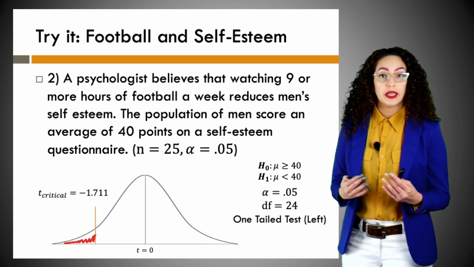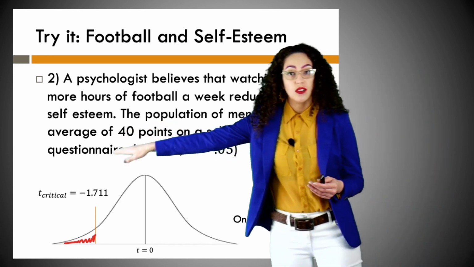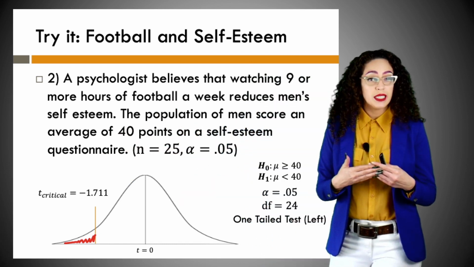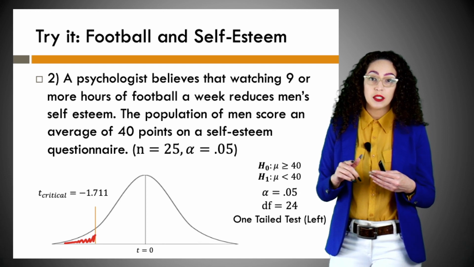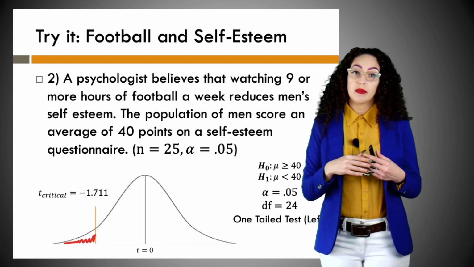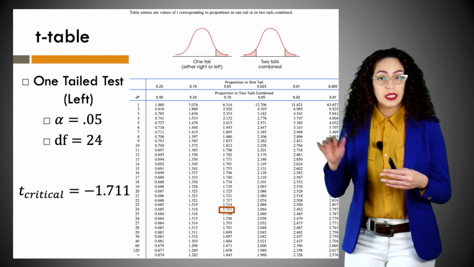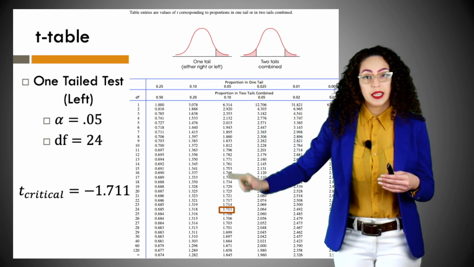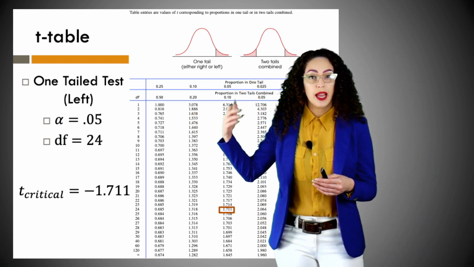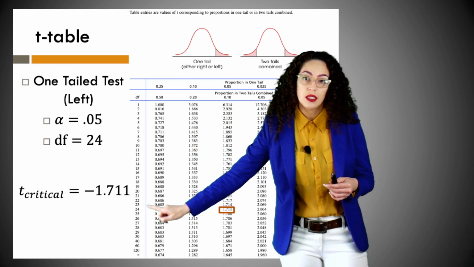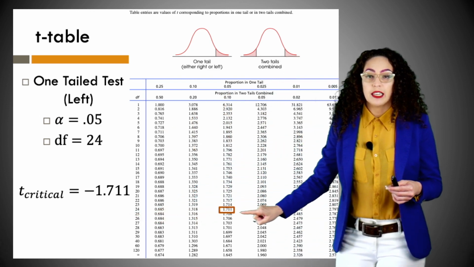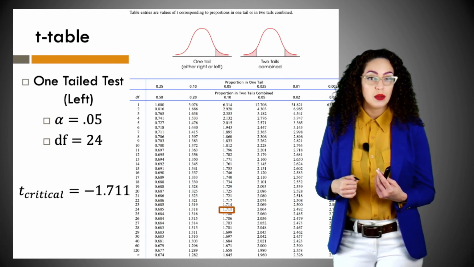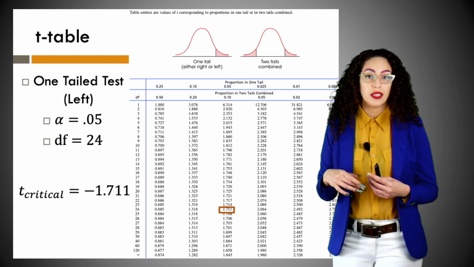Because of that, we know we're doing a one-tailed, left-sided test over here, and because of that we know that our t critical is going to be negative. Remember, the t-table does not have negative values. It's up to you, drawing the picture, to know if it's going to be a positive or a negative. We're looking in the same proportion in one tail row up here, and we're looking for 0.05 again, so we're going to stay in this column. We're looking for degrees of freedom. We had 25 people, 25 minus 1 is 24. So we look right here and we find positive 1.711. But because we are doing a left-sided test, we know that it is negative 1.711.